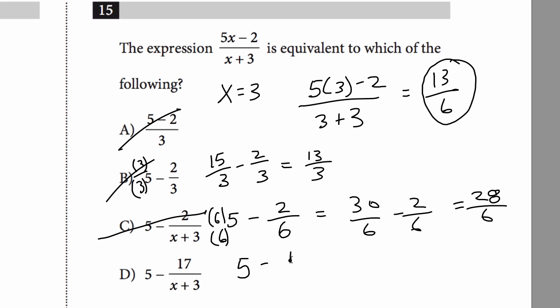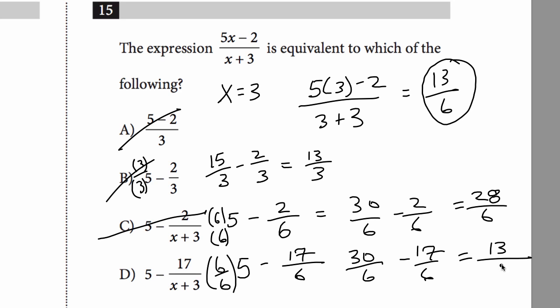5 minus 17 all over 6. And from the previous problem, we knew that when we simplify 5, that's going to be 30 over 6 minus 17 over 6, which gives us 13 over 6. Of course, it was the last one. We should have started with the last one. Choice D. That's it. Move on.